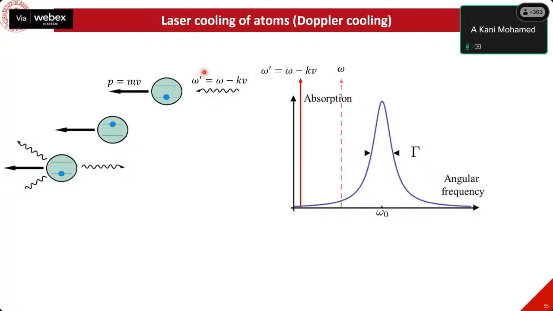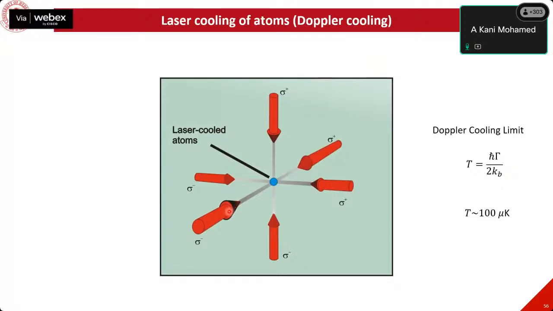So what we have to use is 6 different beams. If you want to cool the atoms in all 6 directions, we have to use 6 different beams, and all of them are red detuned to the resonance frequency of the atom. Then we can effectively cool the atom to microkelvin temperature.